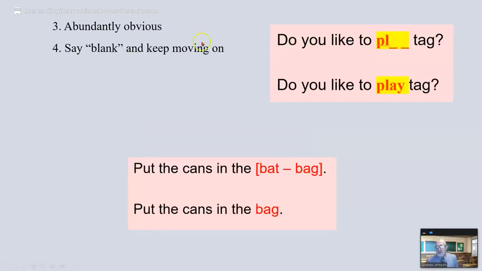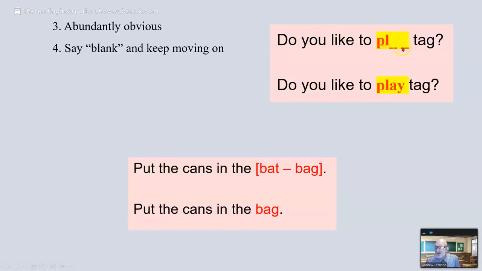You create a sentence and you want the target word to be abundantly obvious. You want to teach them to say blank, look for clues, and go to the end. Do you like to blank tag? That should be abundantly obvious. The goal is not to challenge them, but to develop the ability to naturally look on both sides. Remember, efficient and effective readers do not read letter by letter. They go like this and they skip back and forth. We want to reinforce that.